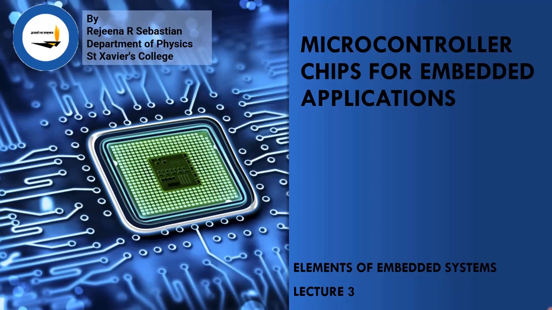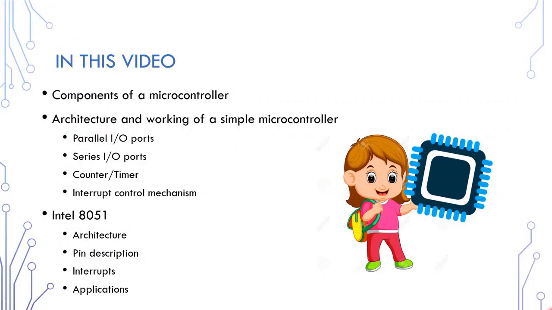Welcome to the video. In this video, we will see the components of a microcontroller. We will look into the architecture, the working, different registers of a microcontroller, their parallel input-output ports, their serial input-output ports, their counters or timers, their interrupt control mechanism. As an example, we will look into the Intel 8051 microcontroller, its architecture, pin description, interrupts and its applications.